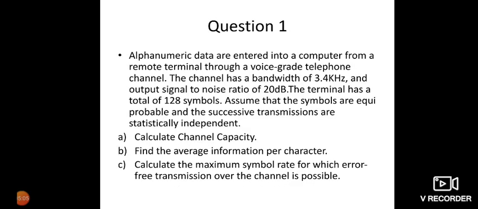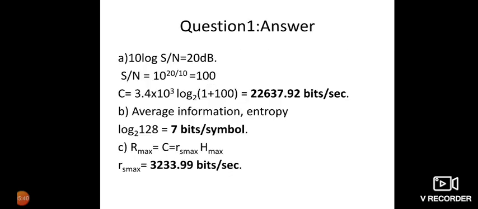Then what is the third question? Calculate the maximum symbol rate for which error-free transmission over the channel is possible. Maximum symbol rate means the maximum message rate. We know the expression capital R equal to small r into H. Remember, capital R is the information rate, small r is the message rate, and capital H is the entropy. So I want to find small r. H is given as 7 bits per symbol, but we don't know r. We can relate r based on the channel encoding theorem. What does the channel encoding theorem say? R should be less than or equal to C for error-free transmission.